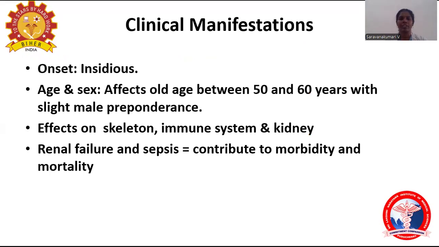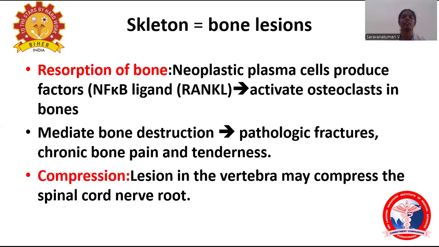Coming to the clinical features, clinically it is insidious in onset and slow in progression. As I told previously, it usually affects the 5th to 6th decade, that is 50 to 60 years, with a slight male preponderance. It affects the skeletal system, immune system, and kidneys. Generally, morbidity and mortality are because of renal failure and sepsis. So we'll see the effects in each organ individually.